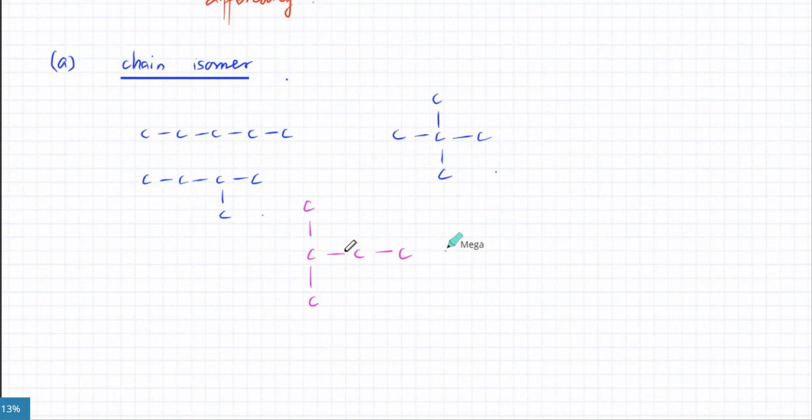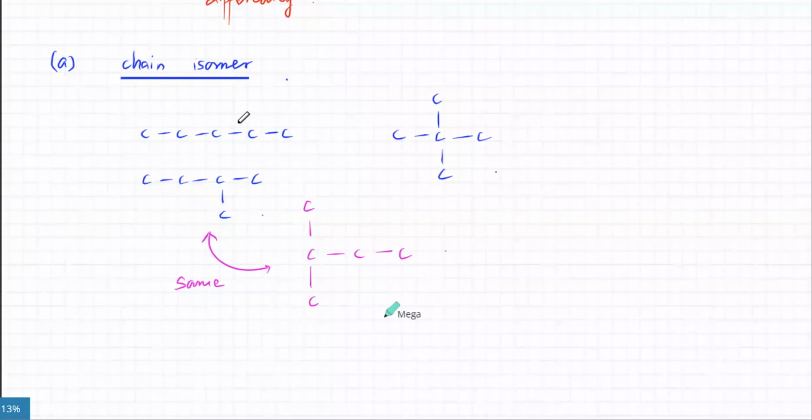It's a different one. It's different. Different arrangement. It looks different, right? But the fact is that these two are exactly the same. Remember that when you're writing formulas, these are not the three-dimensional shapes of the molecules. These are just showing which atom is connected to which atom, right? It's not the shape of the molecule.